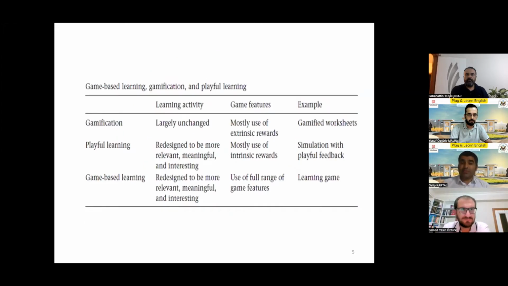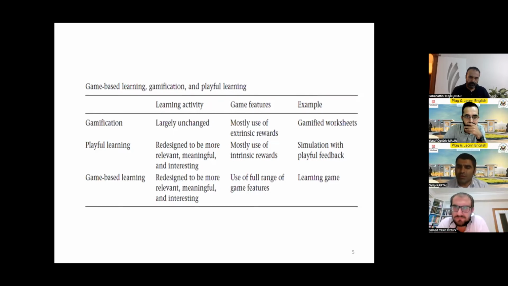So when we look at these words or terms, we see a distinction like this. When we use gamification, as for the learning activity, it is largely unchanged, and game features are mostly use of extrinsic rewards. Because, as I said earlier, when you say, let's play a game, or when you try to just present it as a game, the rewards are mainly extrinsic. There will be a loser and a winner. And actually, this is not something we look for, right? We are not looking for losers or winners. We hope that everyone will be winners in the classroom.